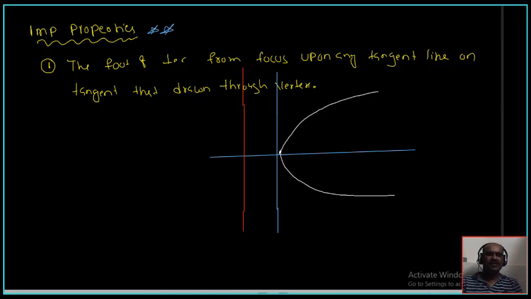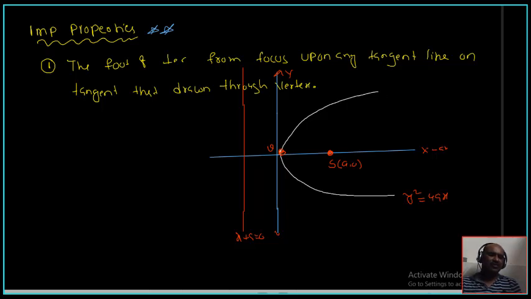Observe here. This is the focus, (a, 0), because my parabola is taken as y square equal to 4ax. This becomes the x axis. Yeah, this is the y axis. This is x plus a equal to 0. This is the vertex V, (0, 0). That is not a big problem.